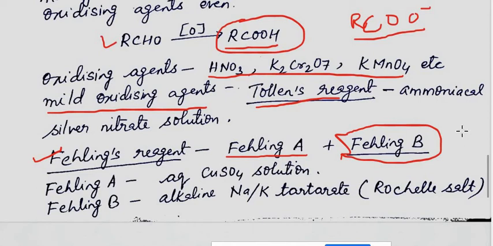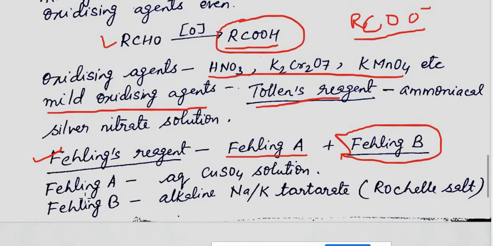When I take you to the lab, you have done this experiment in class 11th also. I had prepared Fehling's reagent, and that Fehling's reagent is blue in color, and I prepared it by mixing two different solutions, Fehling A and Fehling B, in equal volume.